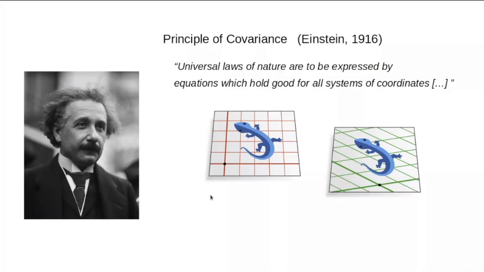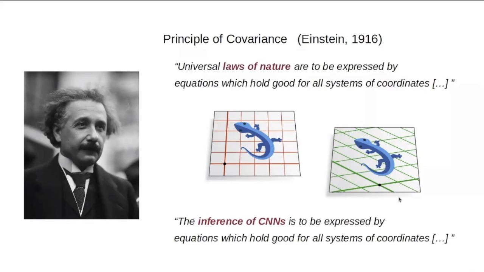I guess there couldn't be a better proponent of coordinate independence, or the principle of covariance, than Albert Einstein. When he was developing his general theory of relativity, he formulated this principle, which states that the universal laws of nature are to be expressed by equations which hold good for all systems of coordinates. So if you have some situation which you want to describe that's actually coordinate free, physics doesn't know anything about coordinates, and you can choose different coordinate systems to describe the same thing, and it looks different numerically. You have different tensor coefficients, but these different coefficients encode exactly the same thing. And of course, this shouldn't only hold for the laws of nature, but also for deep learning.